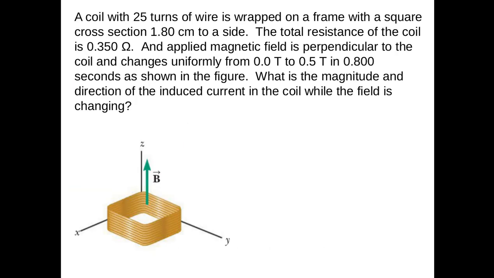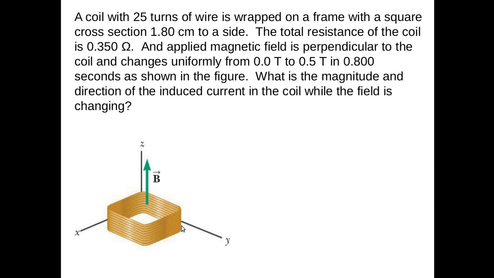Let's take a look at our first example. We've got a coil that has 25 loops of wire. So N is 25. Right off the bat, I can see N is 25. And it's got a cross section of 1.8 centimeters to a side. So it's a square loop. So it's 1.8 centimeters times 1.8 centimeters.